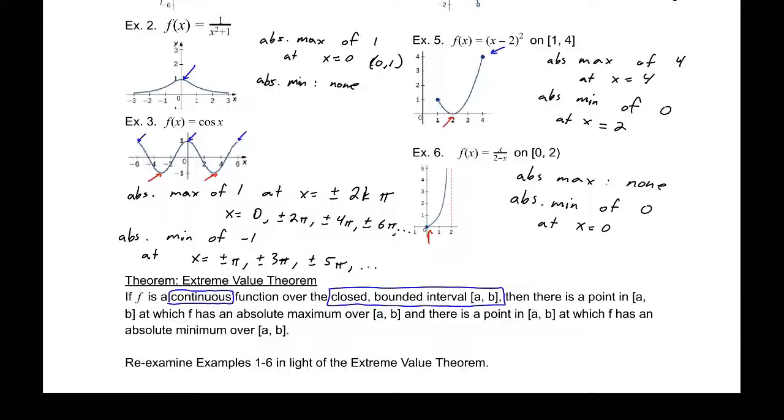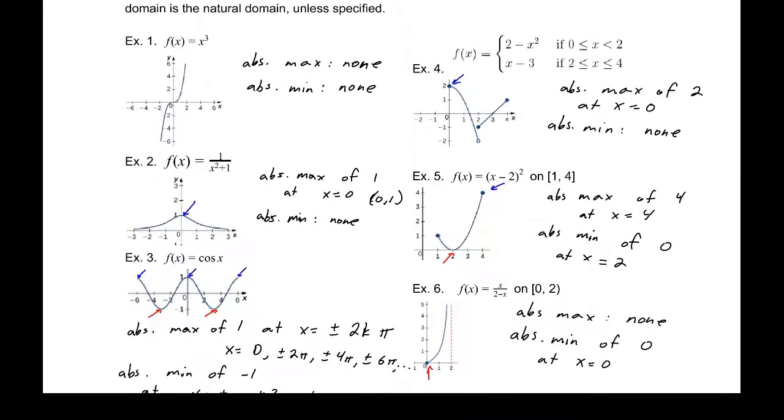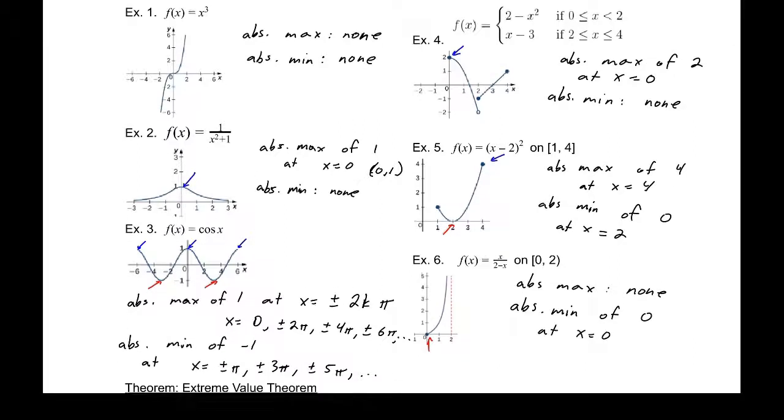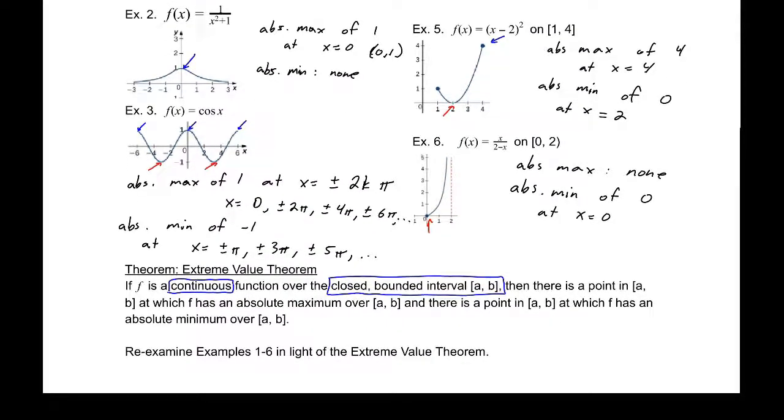Let's go back and re-examine each of these. Number 1 is a continuous function, but it's not over a closed bounded interval. So we're not guaranteed to find a minimum or a maximum there. Example 2 is a continuous function. It's not on a closed bounded interval, but there is a point that is a maximum. We are, however, not guaranteed one. What the theorem says is, if each of these things holds, then there is a point. It's not saying there won't be if there isn't. If those conditions are not satisfied, that doesn't mean that it won't have a maximum or minimum.